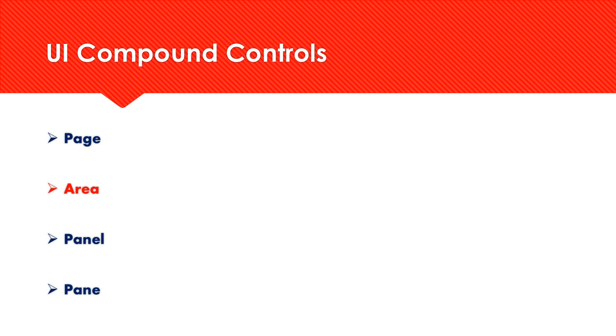Then we see a panel and a pane. In the pane, the basic controls are assembled into a unity. One or several panes can be clicked on a panel, and one or several panels can be clicked on a page.